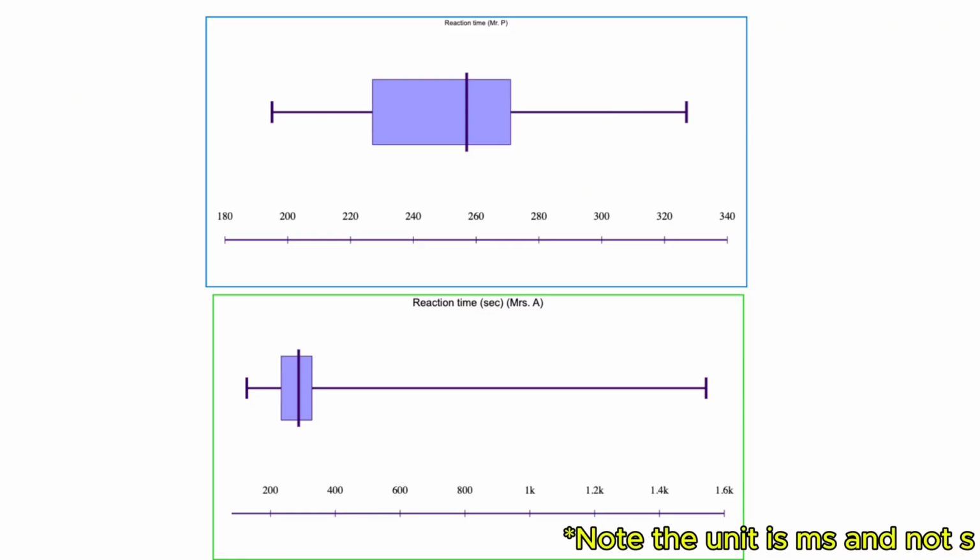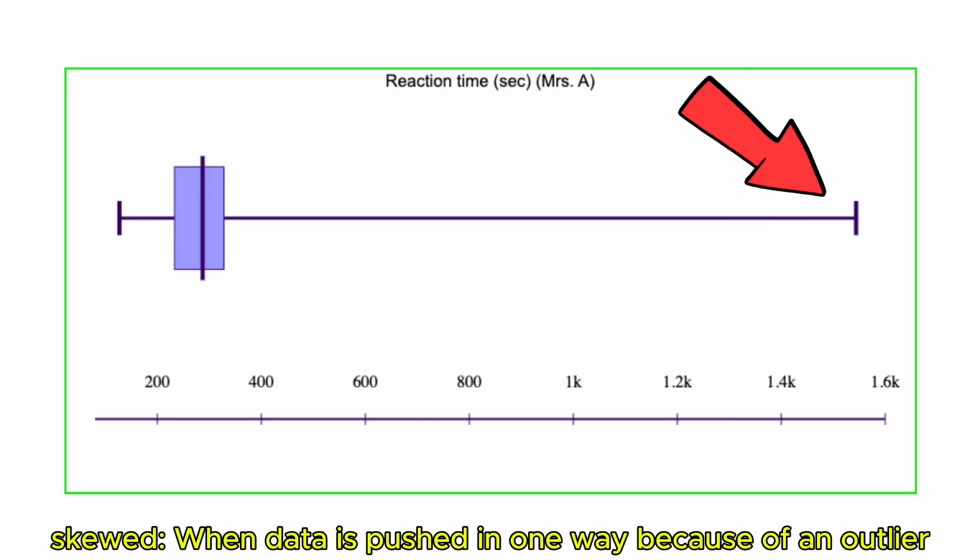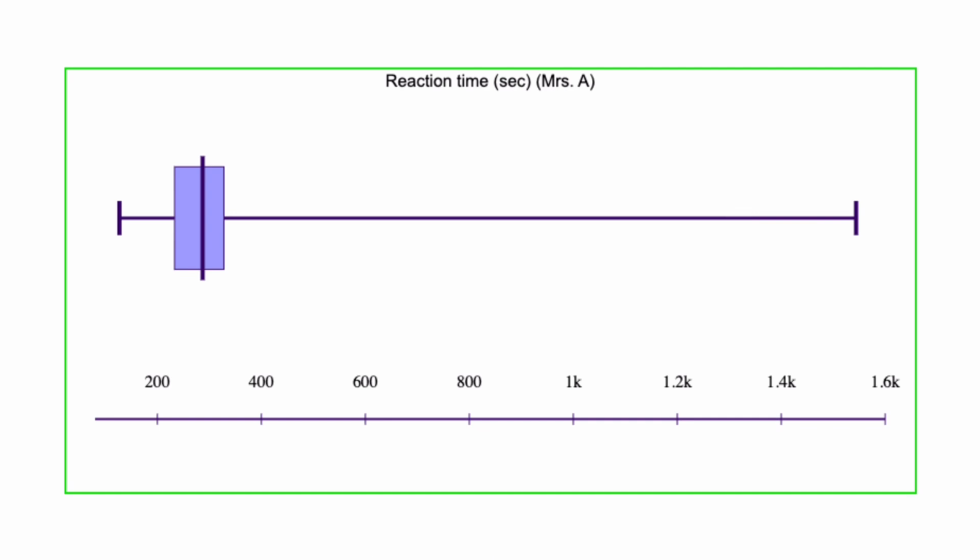These two graphs show the data from the reaction speed test for both classes in the form of a box and whiskers graph. Let's start with Mrs. A's class. The class's graph is really skewed to the left because of the outlier of 1.6 thousand milliseconds reaction time. Besides this, we can also see all the quartiles. Quartile 1 being around 200 milliseconds, the median being around 250 milliseconds, and quartile 3 being from 300 to 400 milliseconds.